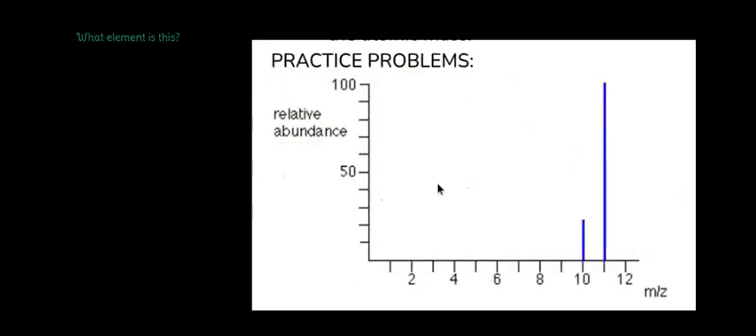Okay, here's a practice problem. I know it says relative abundance, but I feel like the scale here is very, oh wait, I know, I forgot too.